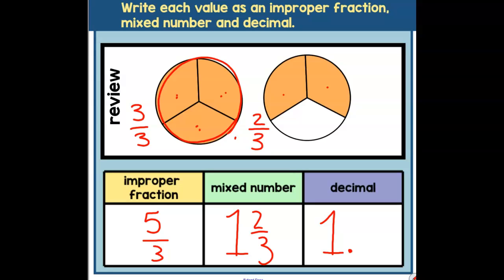And then as a decimal I still have 1 whole, but now I have 2 1/3s. I always think about money, money, money when I think decimal, so I'm going to think sharing a dollar with 3 people. We're each going to get 33 repeating cents, but I have 2 of them, 2 1/3s, so I'm going to have 0.66 repeating. Okay, so those would be the 3 ways I could write this value.